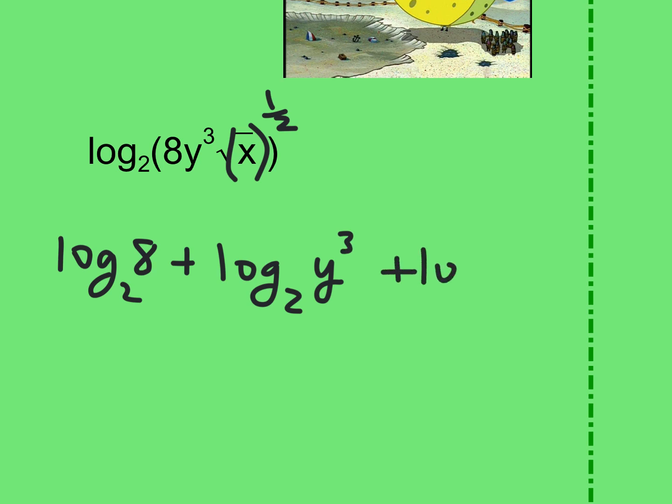All right, so I got a bunch of log base 2s here. And I'm going to say log base 2 of 8, and since they're multiplies, I'm going to add log base 2 of y to the third, and one more, log base 2 of x to the 1/2 power, because square root means to the power of 1/2. And you would think that you'd be done. But does anybody see one that can be simplified? Oh, Sean.